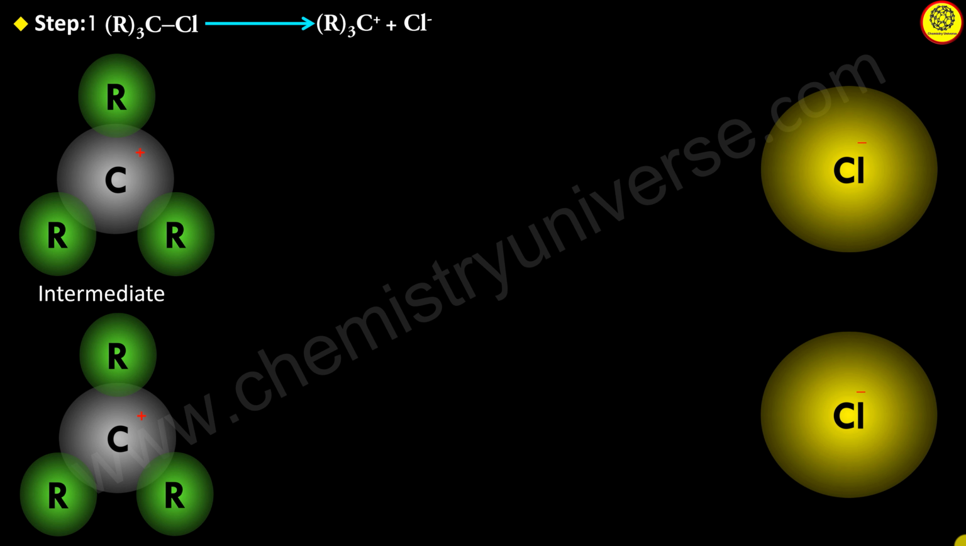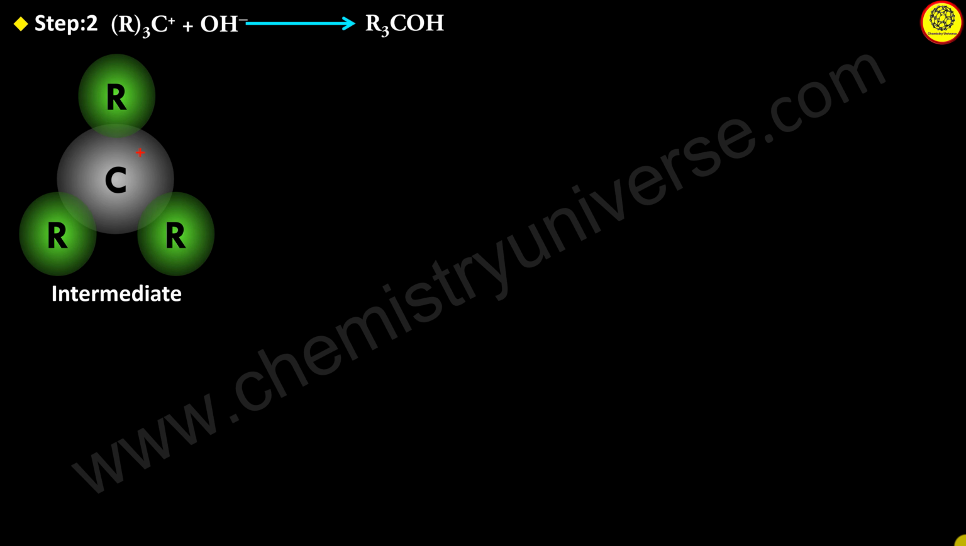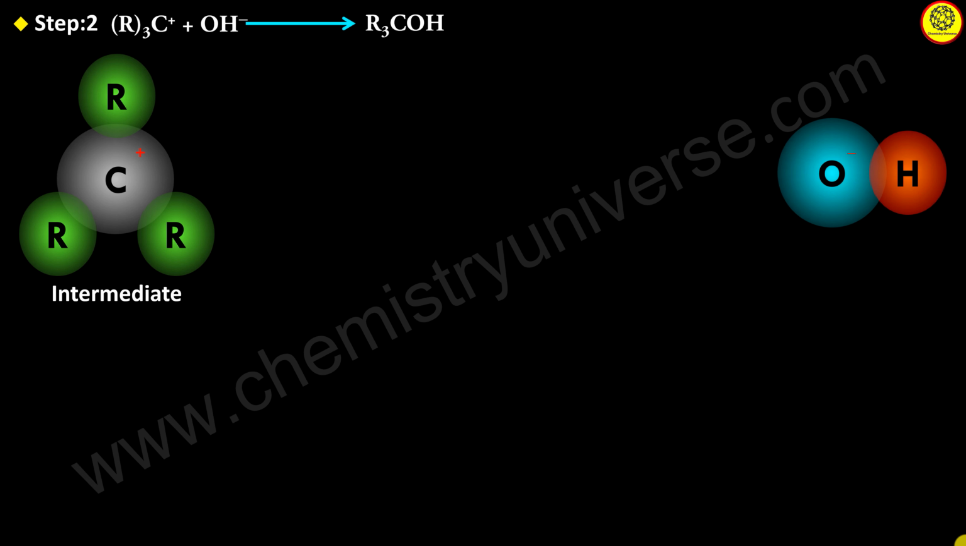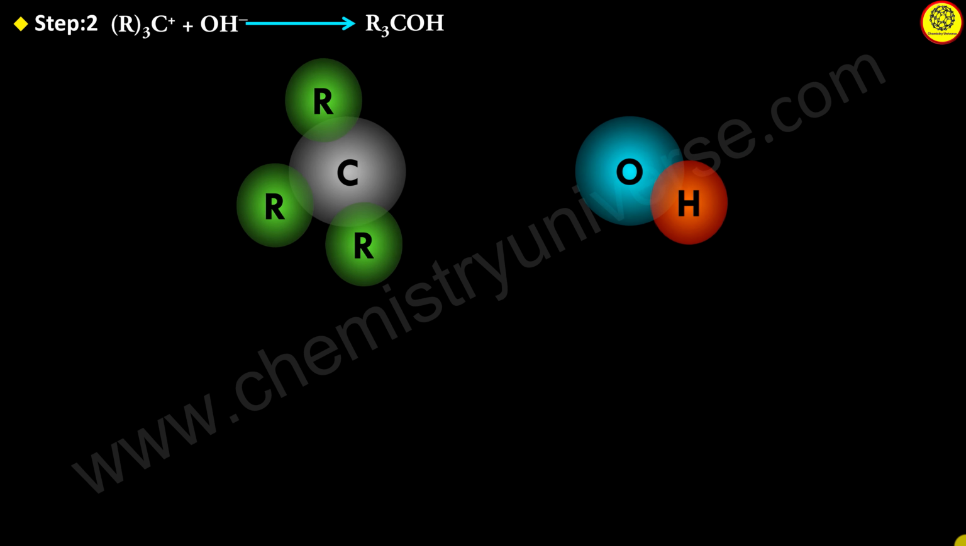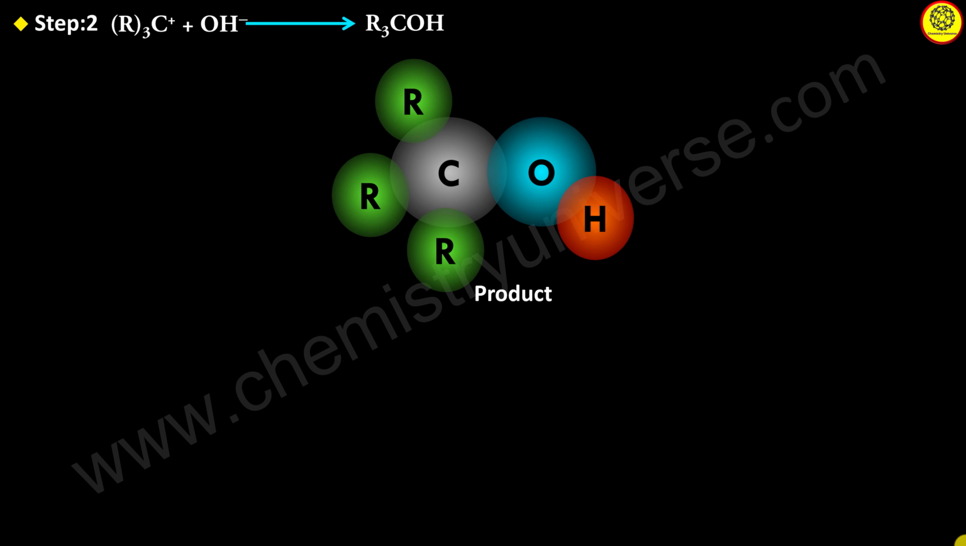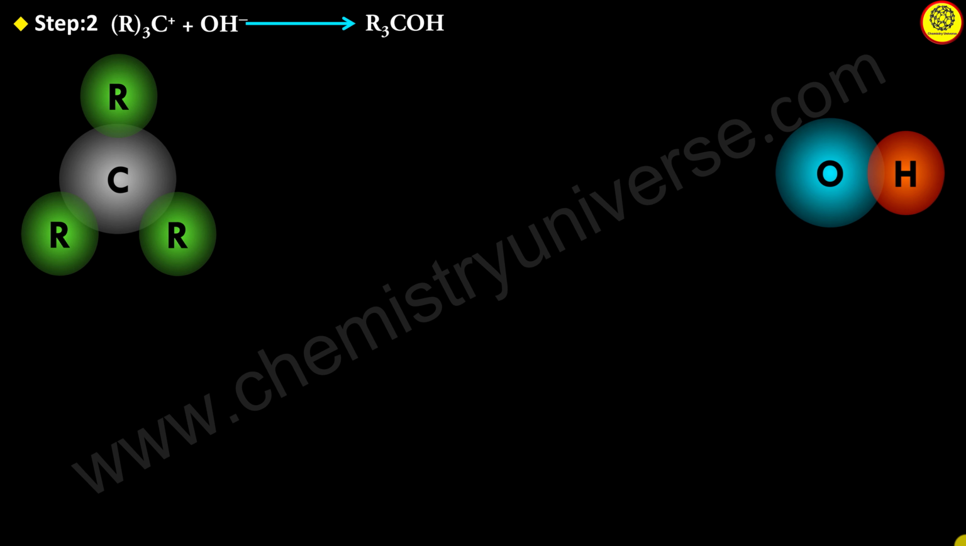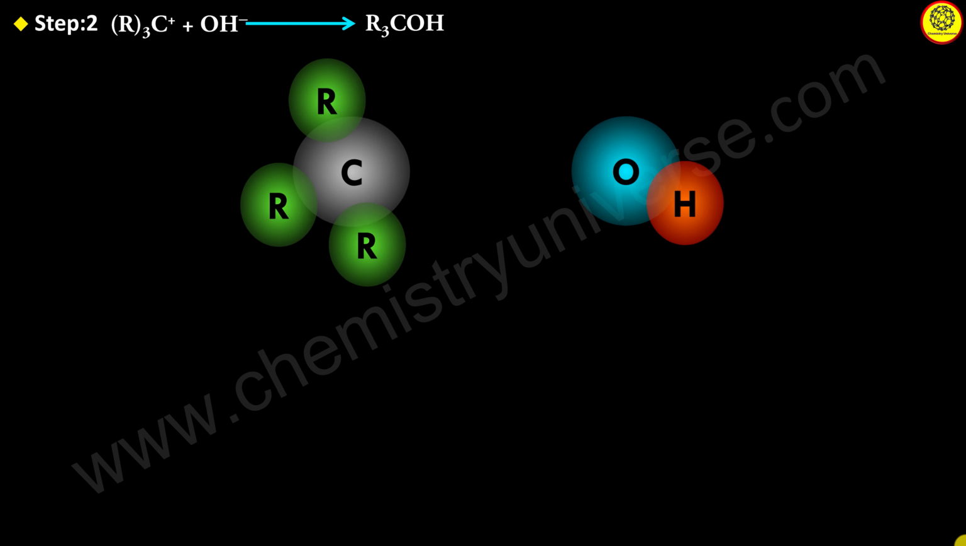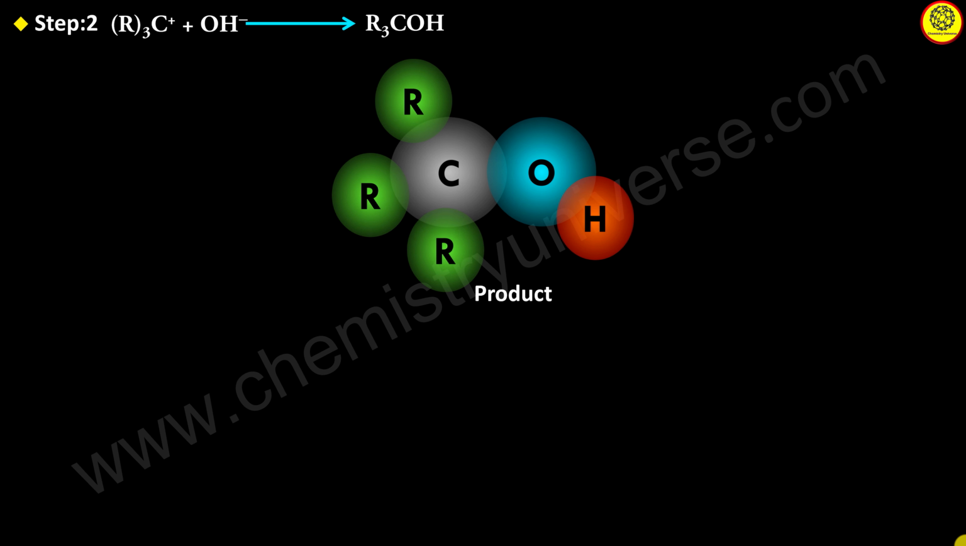Now let's go for the second step. Remember, the second step is going to consume the intermediate. So R3C plus now attaches with OH minus to form R3COH. So this is the carbocation intermediate. This is one of the reactants, OH minus. Look what happens when they approach each other. The 3 R's are moving back, the H is moving down to give the bent shape, and the carbon the tetrahedral shape. Have a look at it again. It was like this. As they come closer, the 3 R's move back, the H moves down, and the carbon gets tetrahedral, the C-O-H becomes bent, and this is the product.